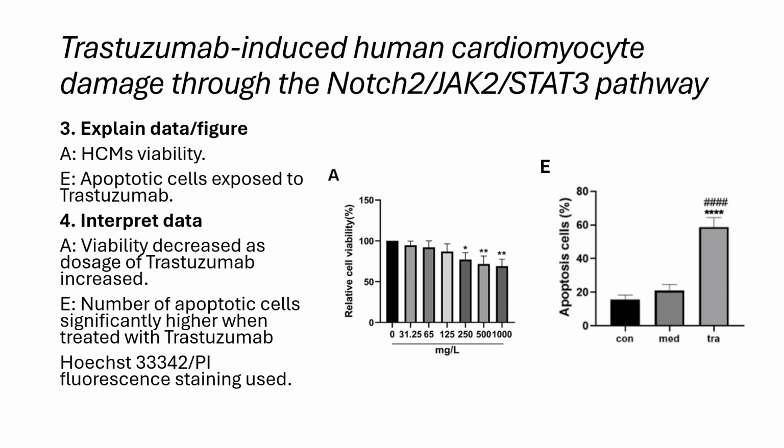In figure E, the graph represents the apoptotic activity of the cells treated with trastuzumab. Both the control and vehicle groups, or CON and MED, had significantly less apoptotic cells than the group that was treated with trastuzumab, or the TRA bar on the graph. The way they determined this was by staining the cells with a PI fluorescent staining and then checking the numbers to see which one had the highest level.